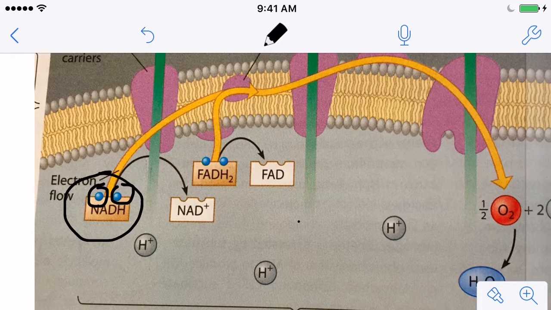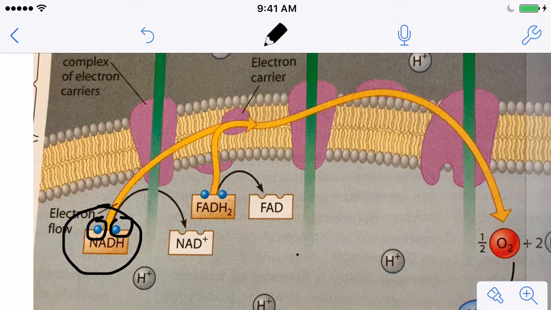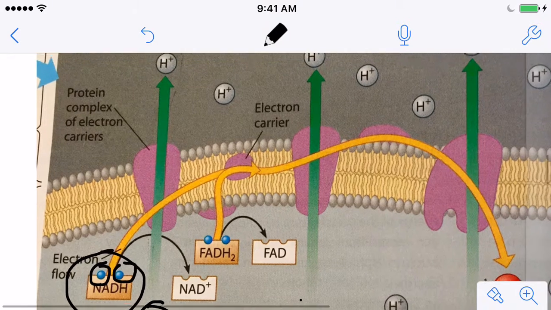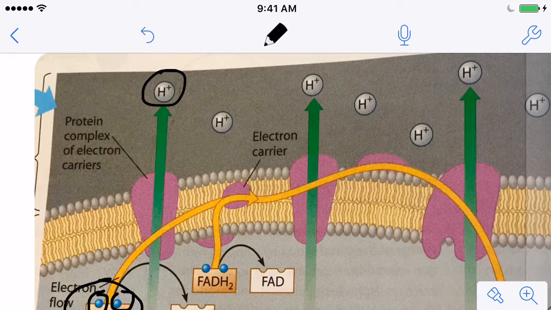Now these electrons, if you follow the gold arrow, will go through the electron transport chain and through the different protein complexes, which are the purple objects. The electrons will flow through and release energy. This energy helps the protein complexes get the hydrogen and push it across the membrane and allow the hydrogen to end up at the top, which creates a hydrogen gradient.